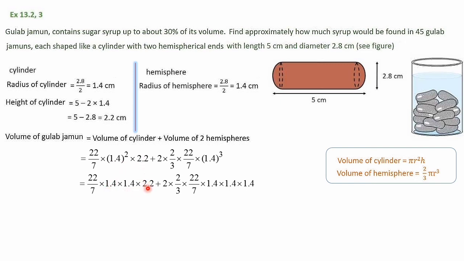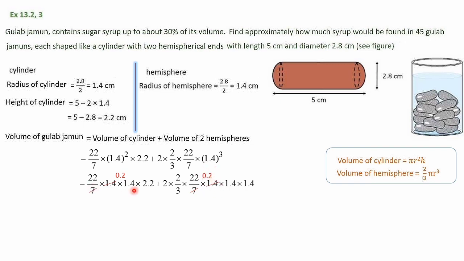Here 2.2 plus 2 into 2 by 3 into 22 by 7 into 1.4 the whole cube. We can write it as 1.4 into 1.4 into 1.4. So wherever possibilities are there, let's cancel. Here 7 and 1.4 we can cancel, and we will get 0.2. 7 and 1.4 is 0.2 times. Here also 7 and 1.4 we can cancel, 0.2 times.